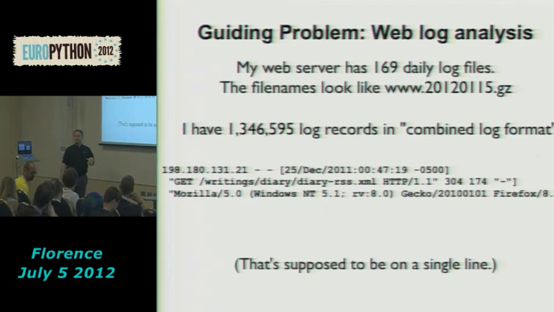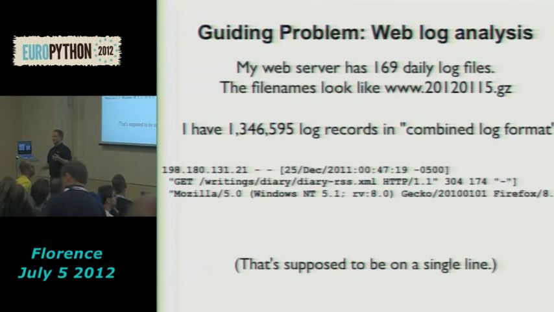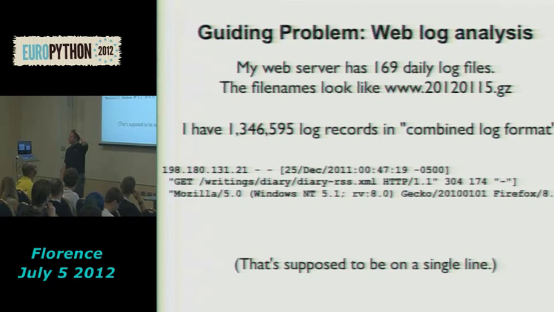In my presentation today, I'm going to go through a few examples of how to use multi-threading and multi-processing through concurrent.futures, using weblog analysis as a guided problem. I've got 169 files on my website, each one for one day. Each file contains a bunch of records. This is one line long in combined log format, but I couldn't fit it on one slide as one line. It contains the IP address, the date, the HTTP request including the path, and some other information. I want to analyze this for various things. There are 1.3 some odd million records, so it does take a little while.